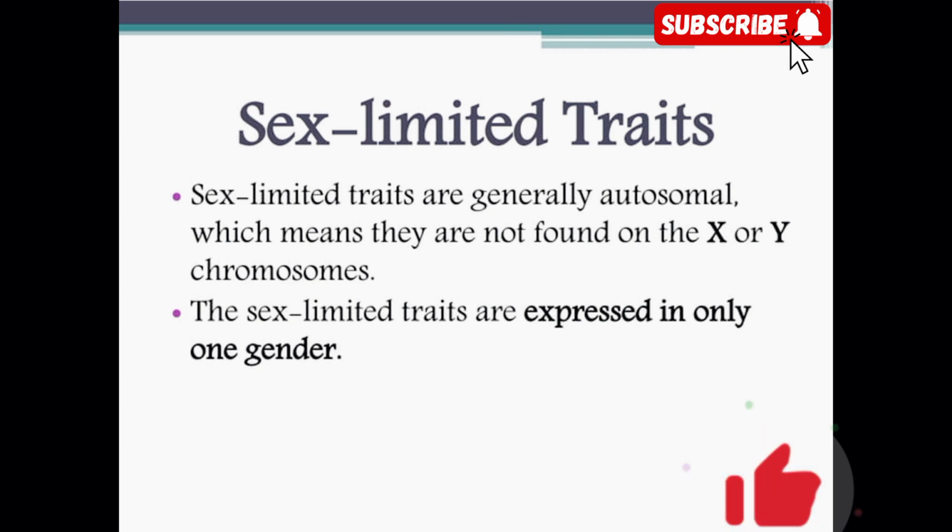And you know that X and Y are known as sex chromosomes. Sex chromosomes are those chromosomes which control the sex of the individual, while autosomal chromosomes are those chromosomes which control other body characteristics than sex. The sex limited traits are expressed only in one gender. Either they will be expressed in male or in female, but not in both.